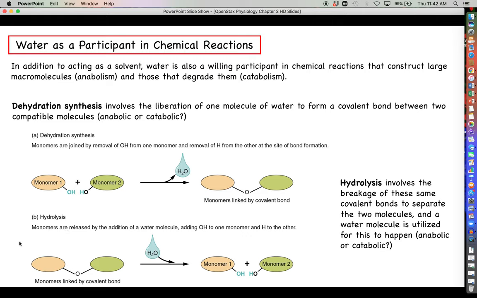Okay, the opposite reaction, which is just the same thing but going in the opposite direction, is called a hydrolysis reaction. This involves breaking a covalent bond between two monomers by doing essentially the reverse of what we just did. We take a water molecule, we use that water molecule to break that covalent bond, and we reconstitute the water molecule among these groups on each of the monomers. And that is, of course, a catabolic reaction because you start complex and you end up simple.